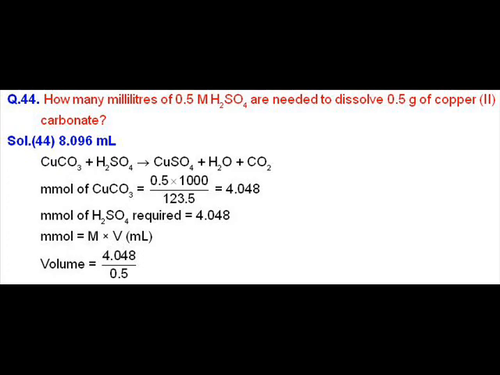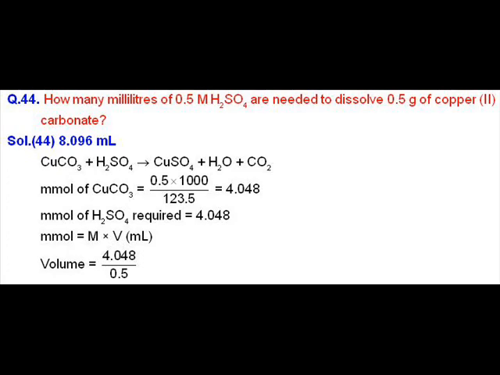So coming to the solution part, we will write down the reaction between these two. This will come out to be CuCO3 plus H2SO4 and the products will be CuSO4 plus water plus CO2. As we know that both are taking part in the reaction, both will have an equal number of millimoles. We can calculate the number of millimoles of copper carbonate. That will come out to be 0.5, that means its mass, divided by its molecular mass, that is 123.5, multiplied by 1000. So millimoles of copper carbonate is 4.048.